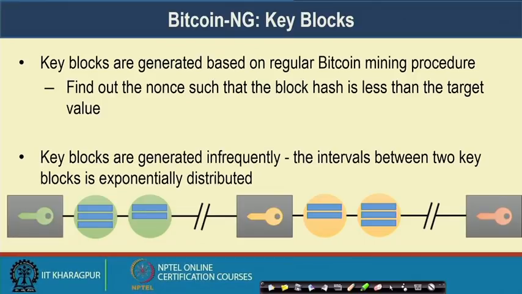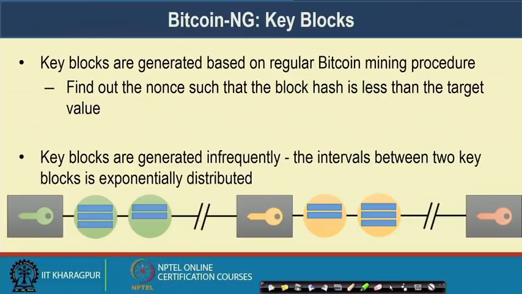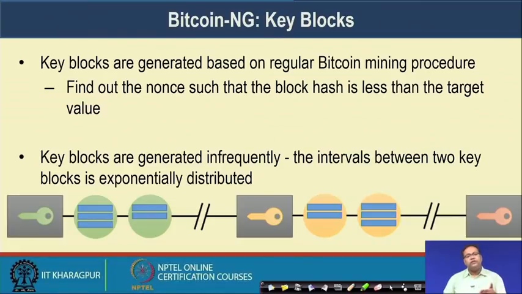These key blocks are generated based on the regular Bitcoin mining procedure. That means that every 10 minutes you can generate a key block, and the idea is to find the nonce such that the block hash is less than the target value. And we generate these key blocks infrequently. So, the interval between two key blocks is in general exponentially distributed, and the average duration is just like 10 minutes, similar to your standard Bitcoin protocol.